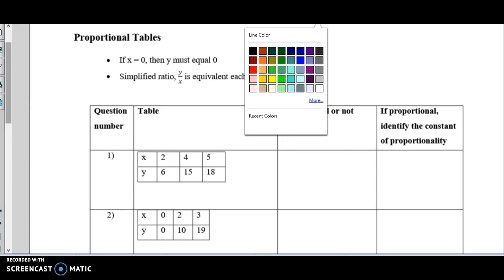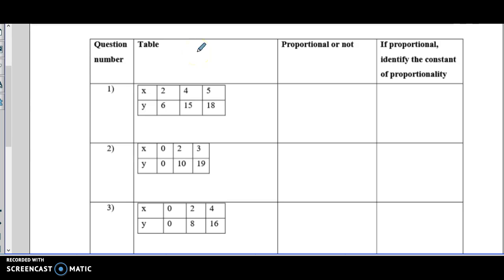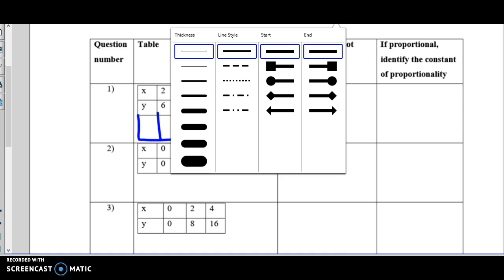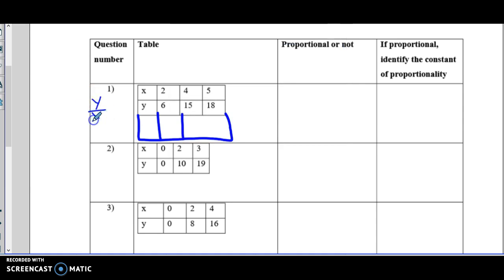So let's take a look at example 1. When I look at this table, it does not have an X value of 0, so I don't have to look at the first requirement. I just need to make sure that every time I simplify Y over X, I get the same number. So let's try this out. So each time Y over X, and then I need to simplify.